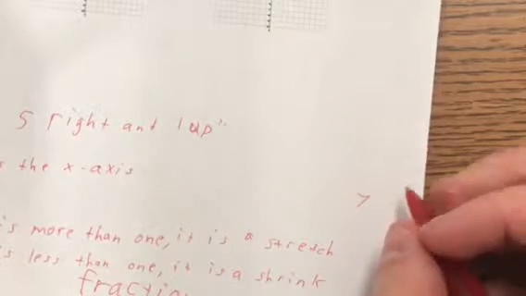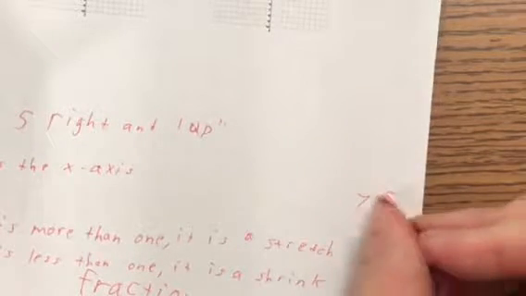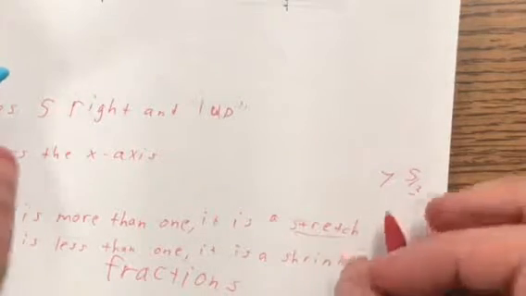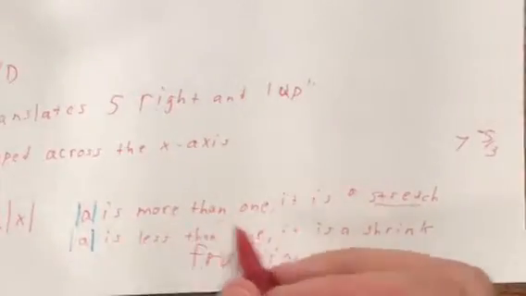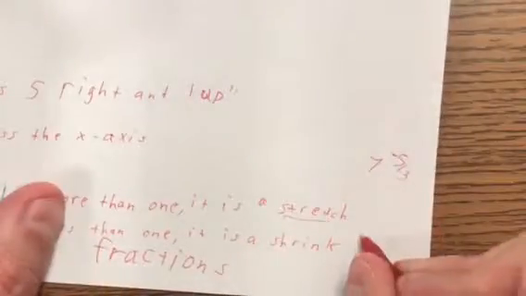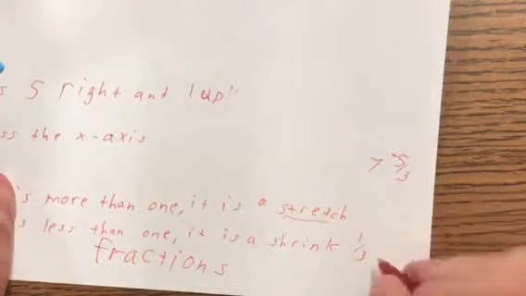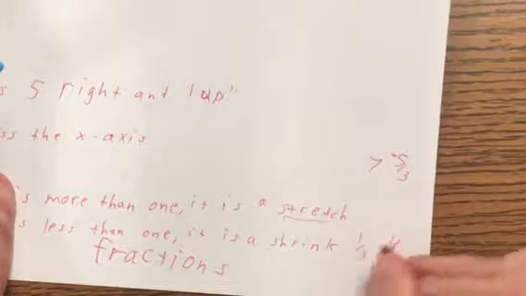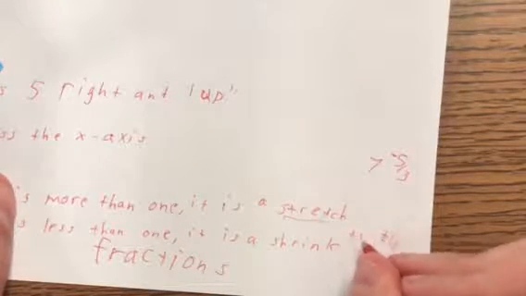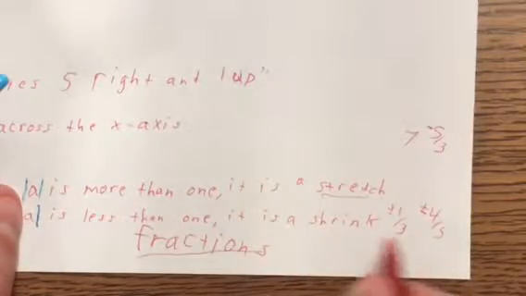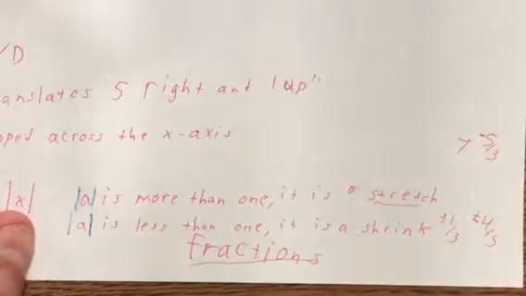If A is more than 1, so like 7 is more than 1. If I had 5/3, that is more than 1. These would create a stretch. It does not matter if they were positive or negative. It is still more than 1, simply because formally it is supposed to be the absolute value, and the absolute value of this would be more than 1. Less than 1, that would be fractions like 1/3, that is less than 1. Or 4/5, that is also less than 1. It does not matter whether it's positive or negative. What I'm talking about is fractions. If the fraction is less than 1, it's going to be a shrink.